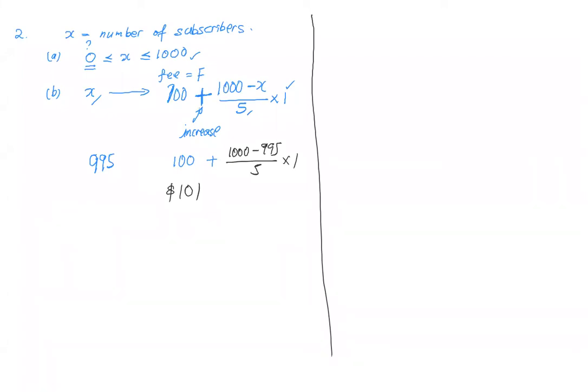If you simplify that, the monthly subscribing function will be 100 plus 1000 divided by 5 minus X over 5. So you get the answer as 300 minus X over 5. This will be the function for the monthly subscribing fee.